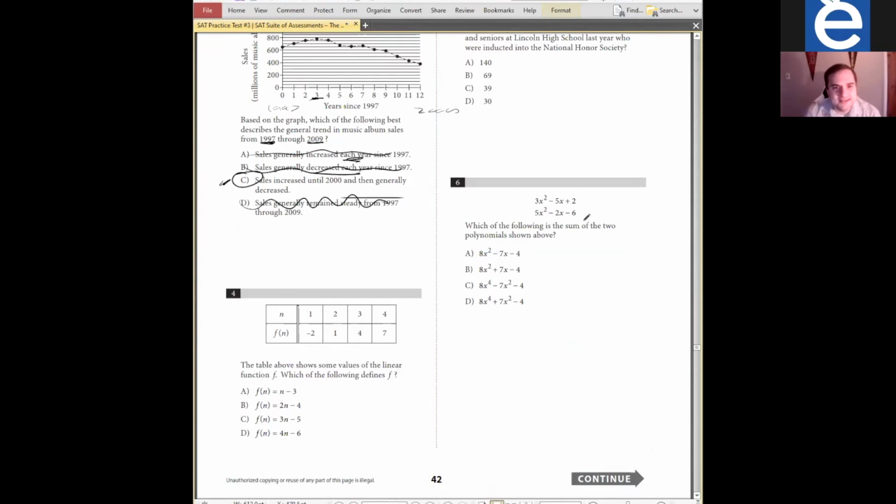Which of the following is the sum of the 2 polynomial functions shown above? All right, all we're going to do here is we are just going to add those. So if we add them together, we'll get 8x squared minus 7x minus 4.